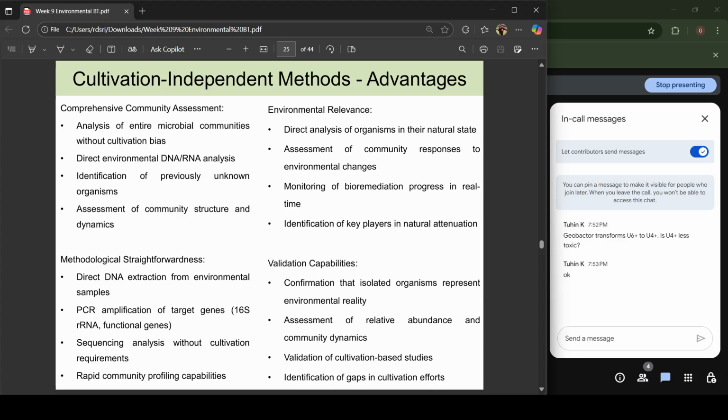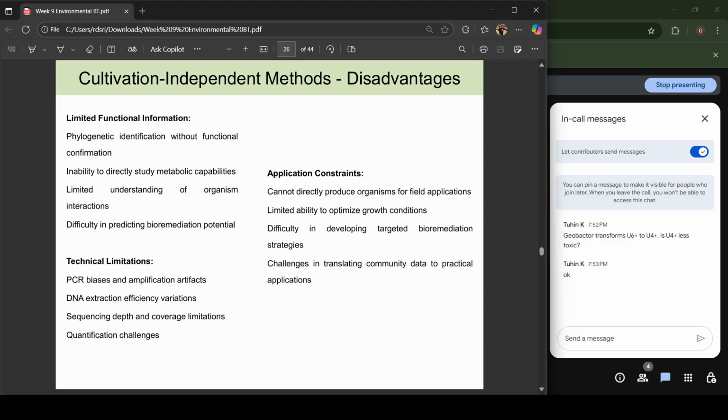When we perform both culture dependent and cultivation independent methods, we can have a validation of the culture dependent method. So all this together fills the gap, or fills the disadvantages, of the cultivation dependent method. Coming to the disadvantages, it gives us limited functional information, where the phylogenetic identification is possible without functional confirmation, and we cannot directly study metabolic capabilities. It is limited to the understanding of organism interaction, and it is very difficult to predict the bioremediation potential.